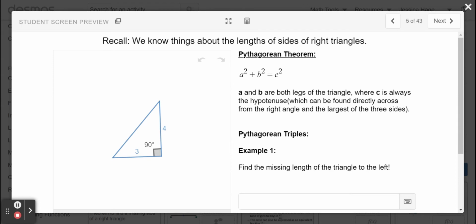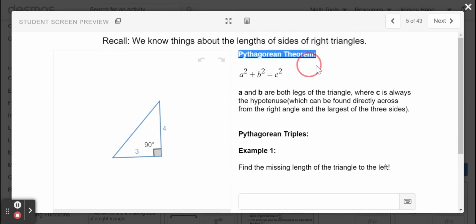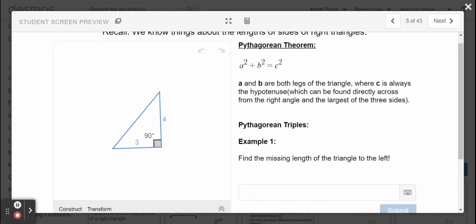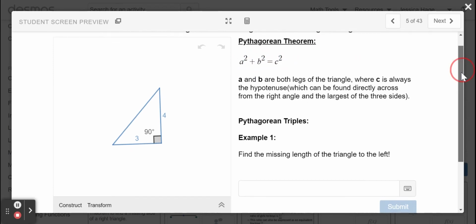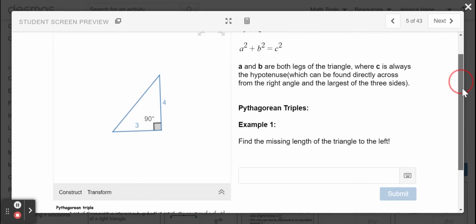Slide 5. We know things about the lengths of sides of triangles using something called the Pythagorean theorem. We showed you this back in first semester, first quarter, in the beginning of the year when we did basics of geometry. The Pythagorean theorem says a squared plus b squared equals c squared. This is always going to work as long as your a and your b are plugged in correctly and you know what your c is.